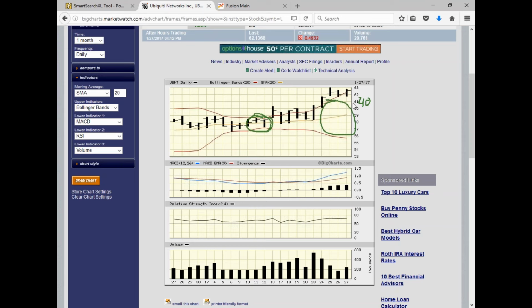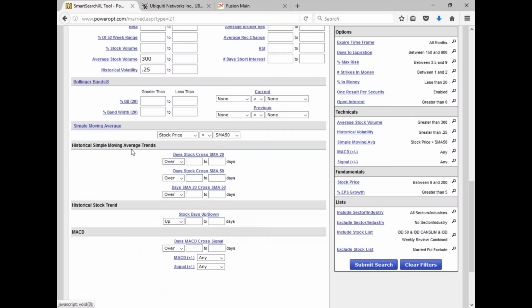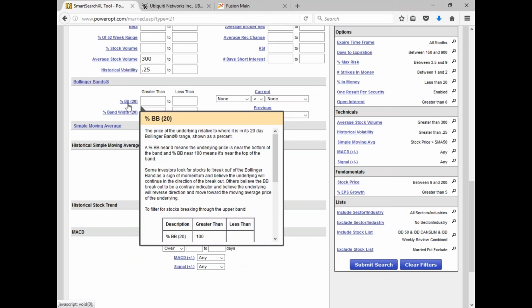And something that has a wider Bollinger Band width naturally means that some event occurred or it's been in a movement direction. It has some volatility to it. But we want to focus on the percent BB20. The percent BB20 shows us where the stock is now in relation to the upper or lower Bollinger Band.